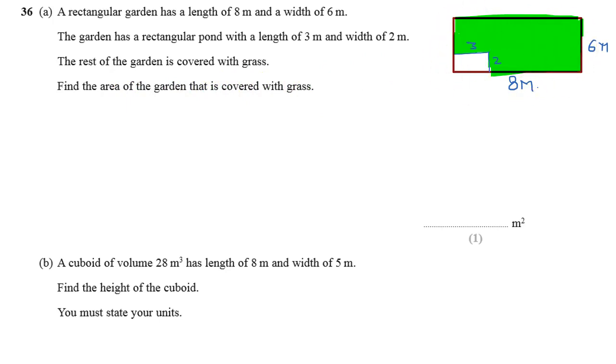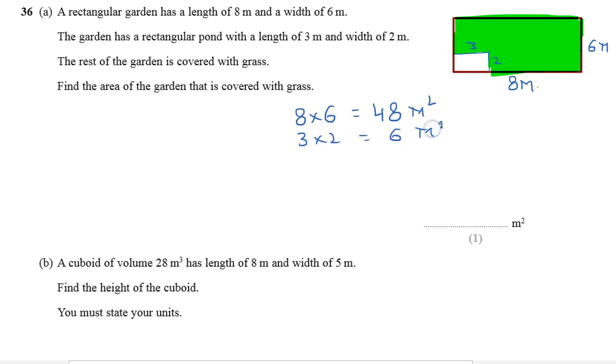Now the bigger area is 8 times 6. That is the bigger area. That is 48 meters square. Now the smaller area is 3 times 2. That is 6. So you subtract it. So that will be 42 meters square. So your answer will be 42.